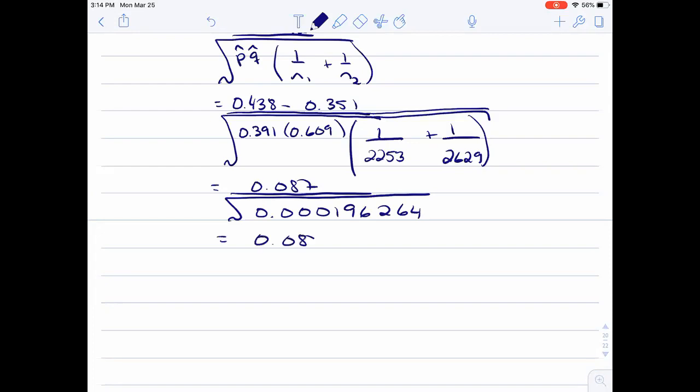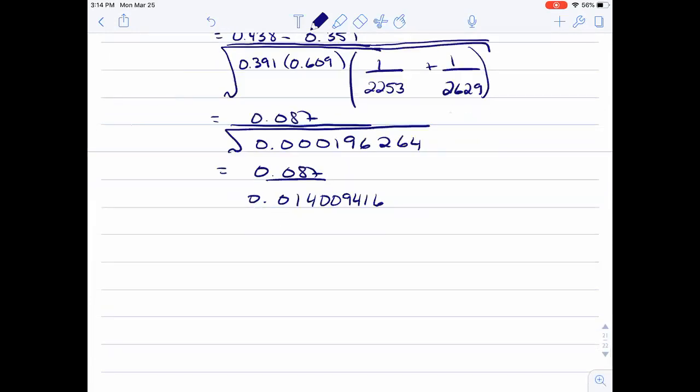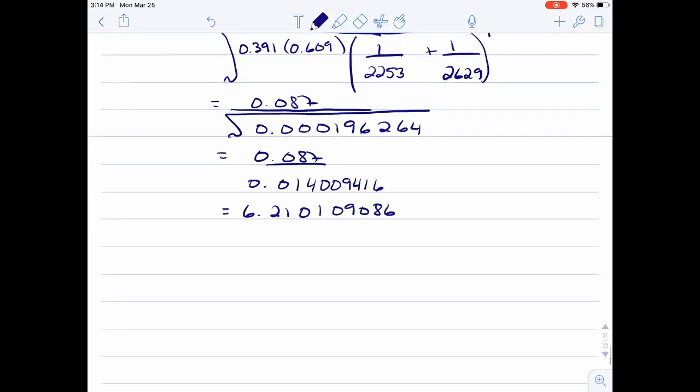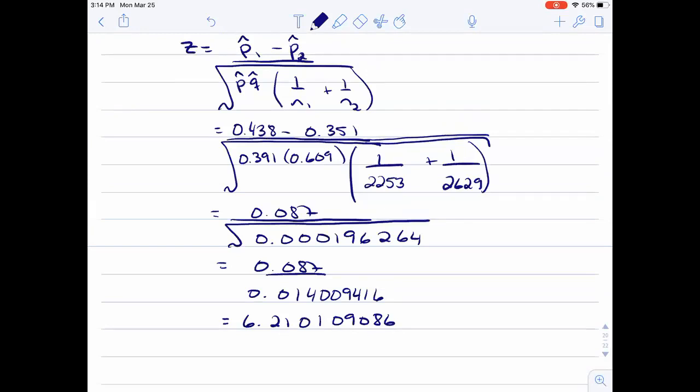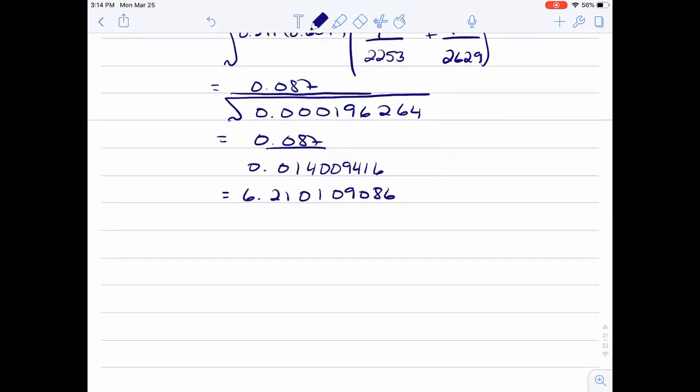Square root that, store that. I get 0.087 divided by 0.014009416. 0.087 divided by that, I get 6.210109086. Remember that we've calculated a Z, right? So Z has to have 2 decimal places. And so we get 6.21 to 2 decimal places.